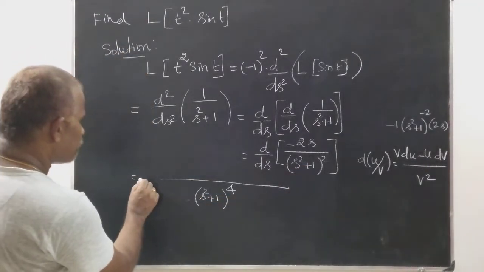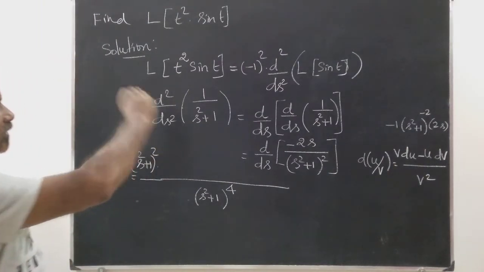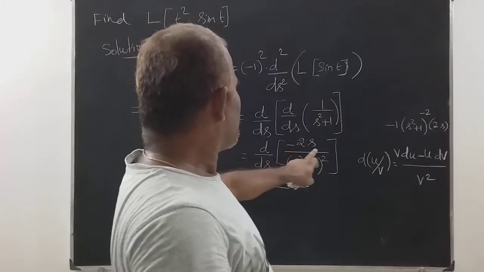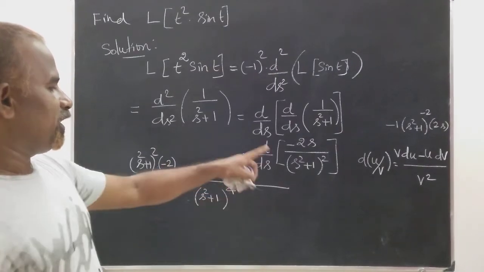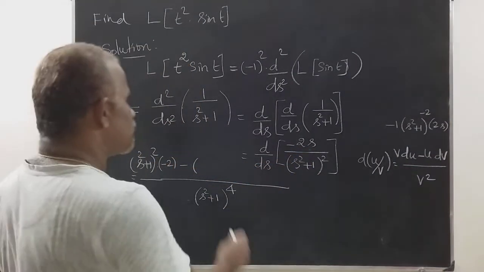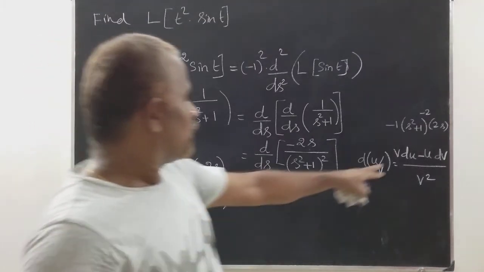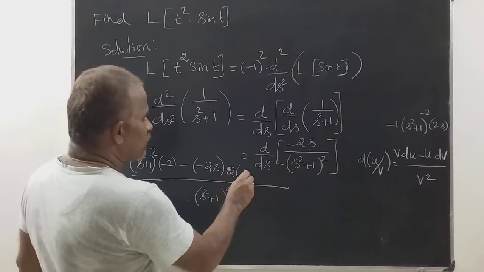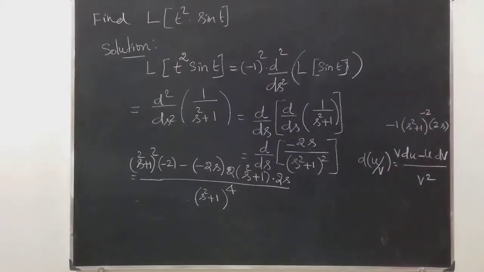Okay. So now what about v? v is equal to what? s squared plus 1 the whole square. This is v. du is what? Differentiating this, du is minus 2. Minus u into dv, u is what? Minus 2s, into dv, differentiating this. So this is equal to 2 times (s squared plus 1) into 2s.